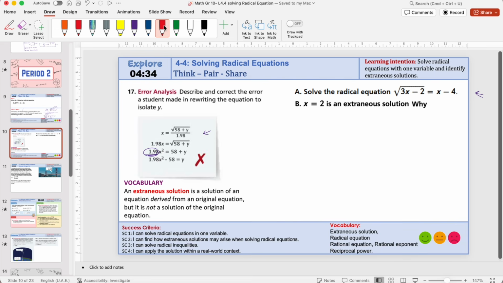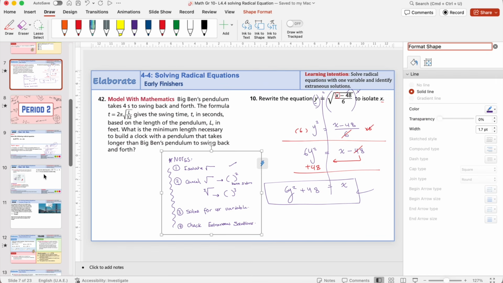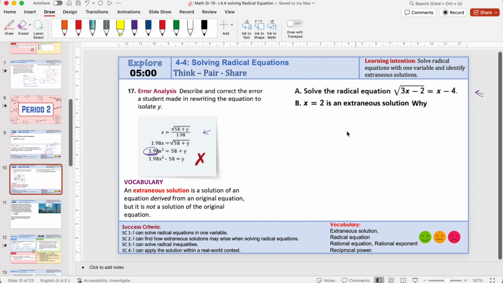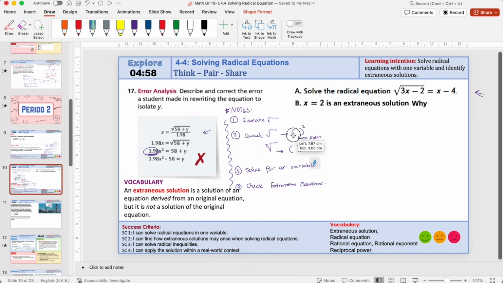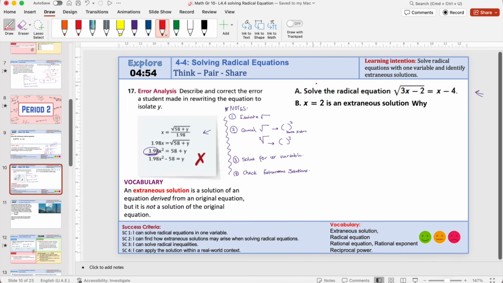Let's try to do this question again. Wait, I want my steps. So let's take the steps with us. We will use them for a while. So basically, we need to solve this equation. We have a root of 3x minus 2 equals x minus 4.